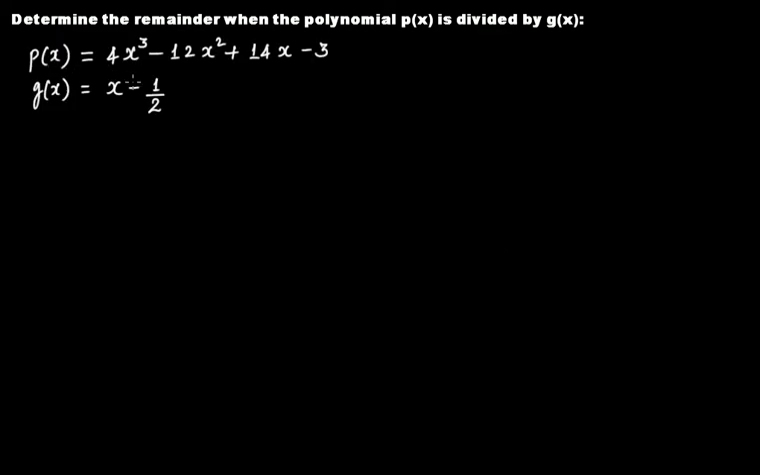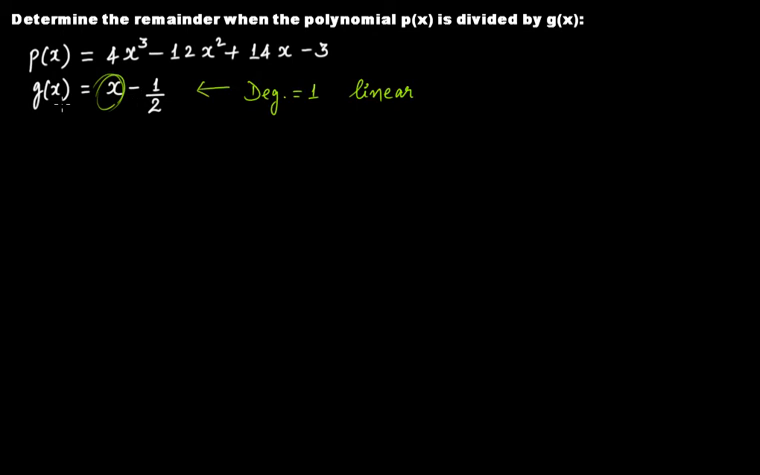Here, p(x) is equal to 4x cubed minus 12x squared plus 14x minus 3, and g(x) is equal to x minus 1/2. Again, this is a linear polynomial because its degree is 1. If you divide a polynomial by a linear polynomial and you have to tell the remainder, then you can use the remainder theorem and quickly tell the remainder.